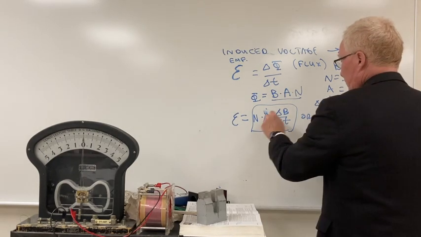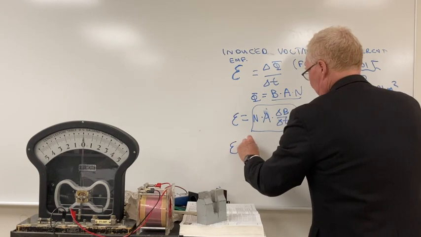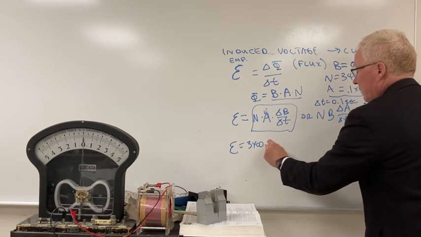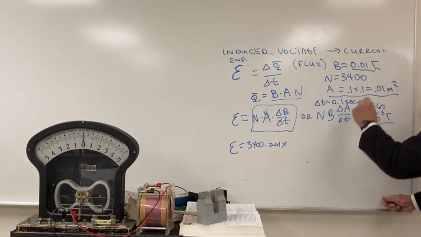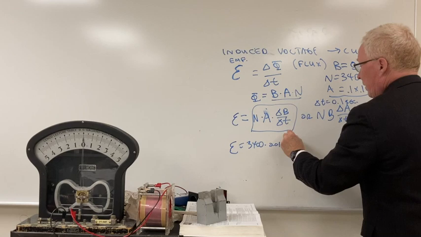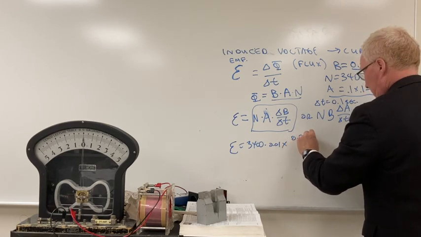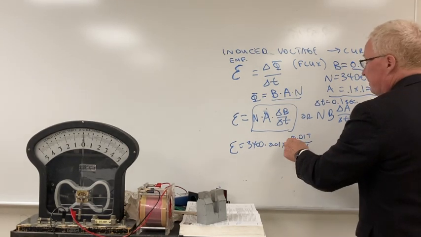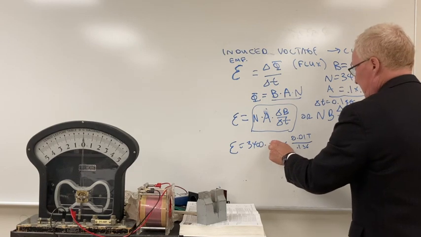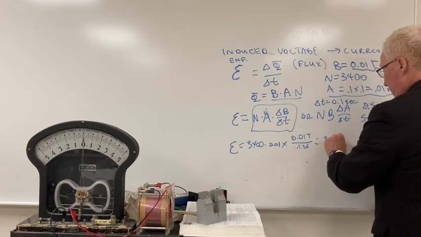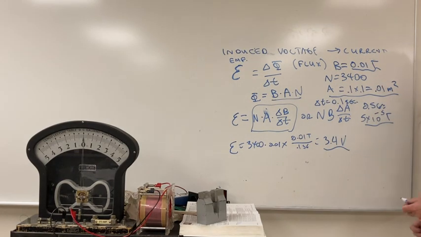All right. So this will be 3,400 times 0.01 times, now we're going to change the magnetic field from this down to 0. So that's a change of 0.01 Tesla in 0.1 seconds. Right, so that's going to be, let's see, this would be 3.4 volts. So approximately 3.4 volts, which is probably about right for this thing.